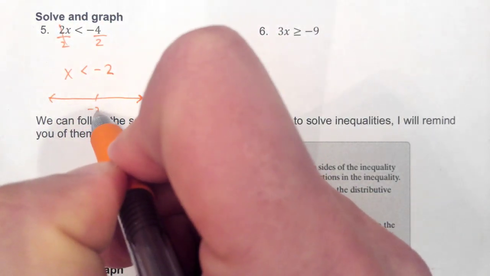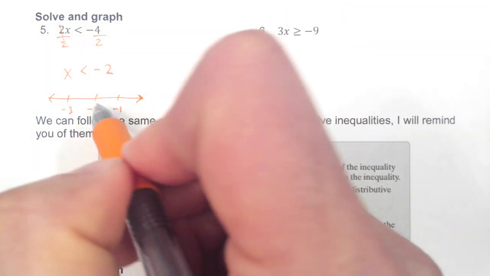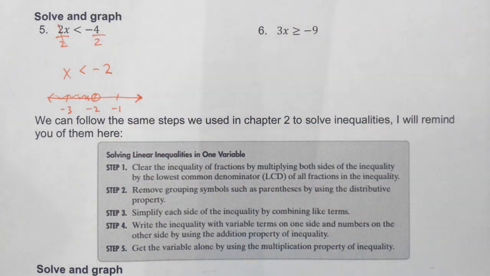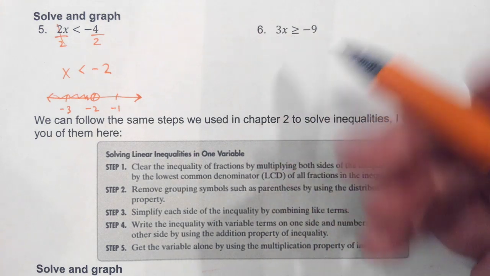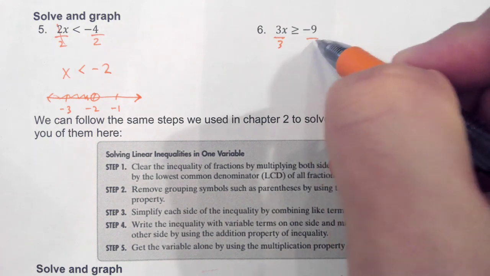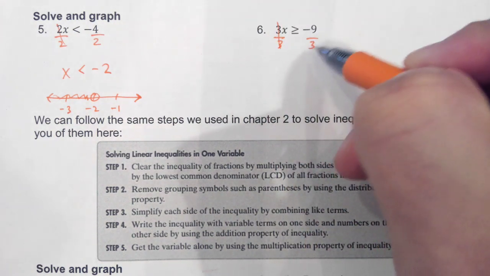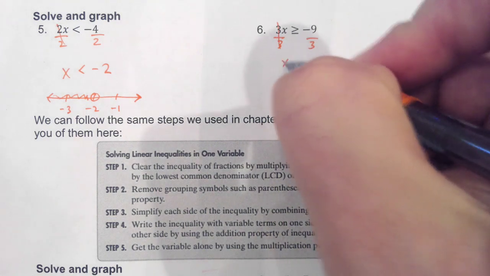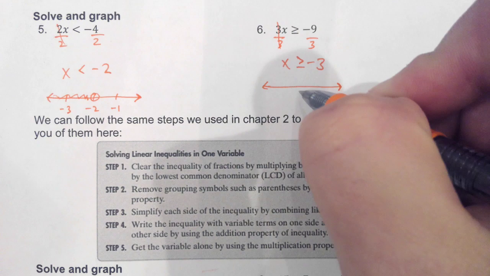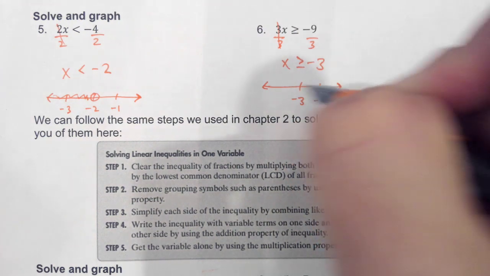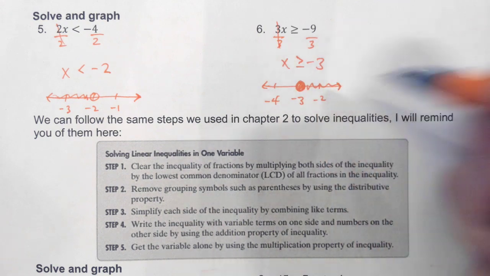So this would be my solution. I would put my numbers on my number line. That's an open circle shaded to the left. 6, again, I'm dividing by positive 3. So I'm dividing a negative number by a positive number. So the positive number is doing the dividing. So I do not flip the inequality. Fill out your number line. This time it's a closed circle shaded to the right.